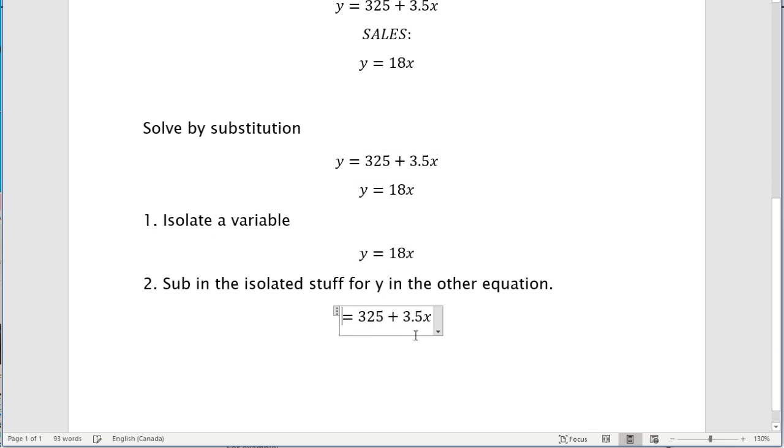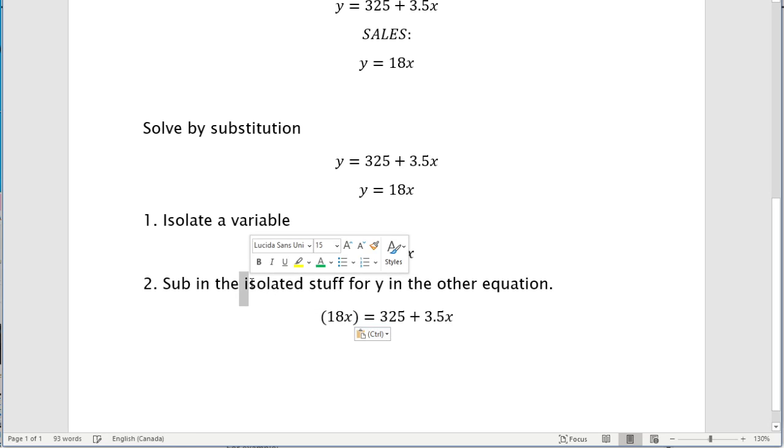Again, I don't want to write y. I want to replace y with a bracket. And inside that bracket, I want to write what y is equal to. Again, I'll just do the same thing I did last video. This is what I mean when I say isolated stuff. And this is where it goes, right? Where y used to be. Now all I'm going to do is isolate the other variable.